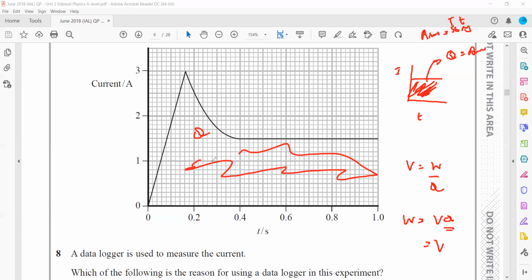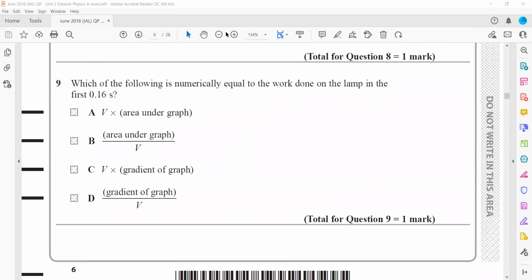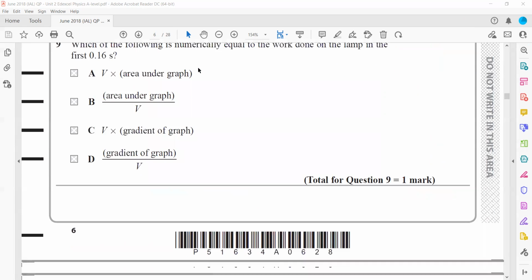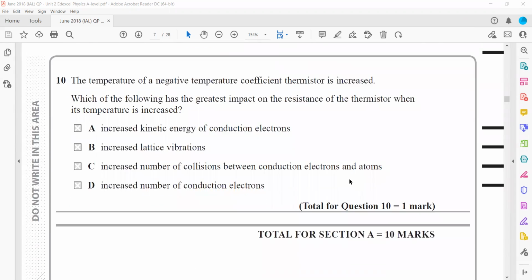How to get the charge? That is the area under the graph. So voltage into the area under the graph will give us the work done. That's why A is the right answer for this. So for a current and time graph, the area under the graph will give us the charge.